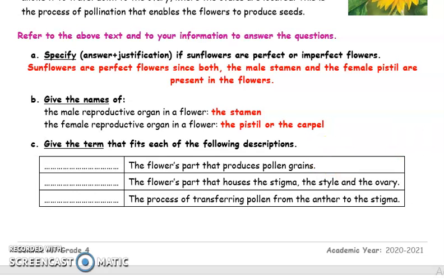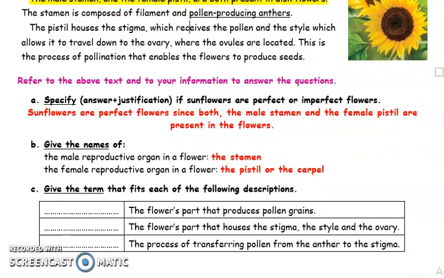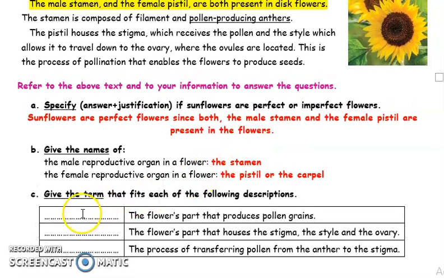What do we call the flower's part that produces pollen grain? Pollen producing anthers. So anthers, the head of the stamen, the head of the male part, produces pollen. So here is the anther. The anther is the part of the flower that produces pollen.